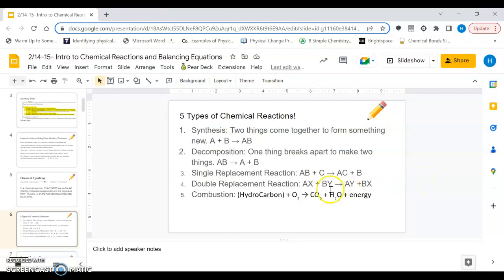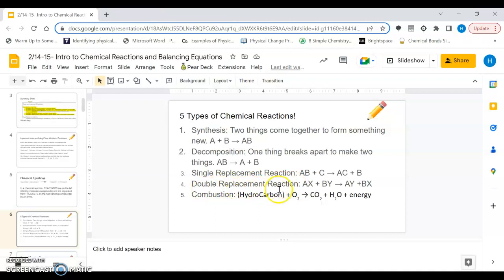All right, a single replacement reaction. In a single replacement reaction, we have two different reactants, and we have two different products. The thing that changes in a single replacement reaction is that C moves in and kind of replaces B. So we can see that we have a molecule of AB, and this C atom is all by itself. And then at the end, we have AC, and now B is by itself.